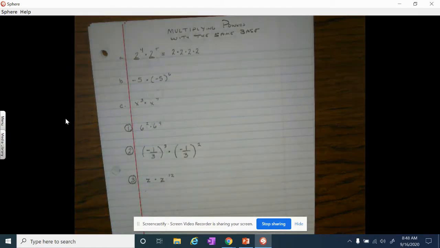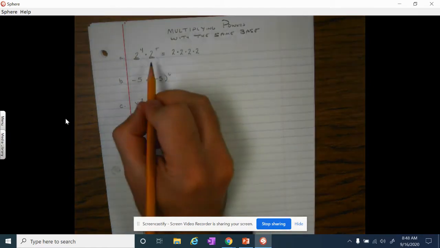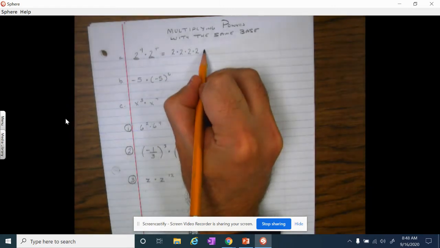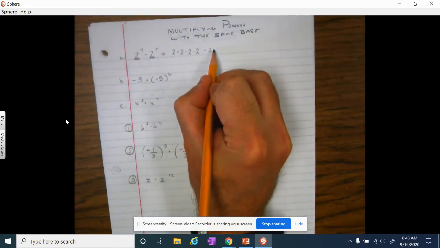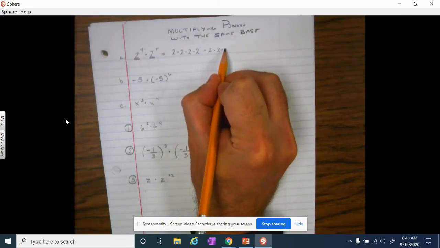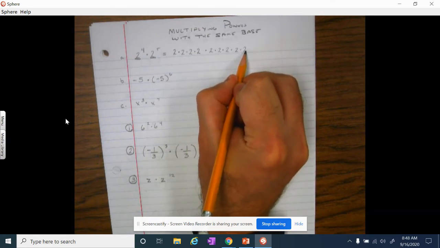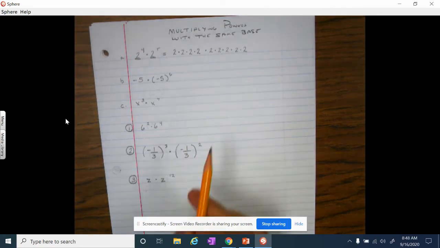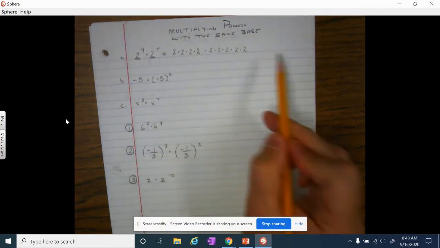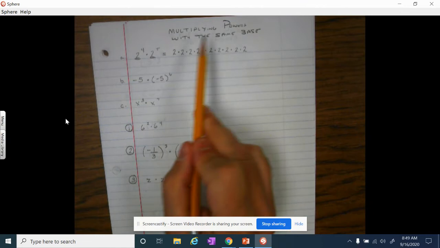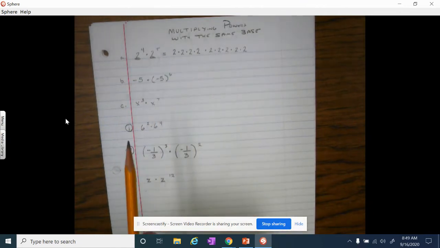So that is what 2 to the 4th means. And then 2 to the 5th means five more twos. Two times two times two times two times two. Now, ideally, I would not have to write all of this down, but I'm just showing you why this works, why we truly get to add the exponents when we have the same base.